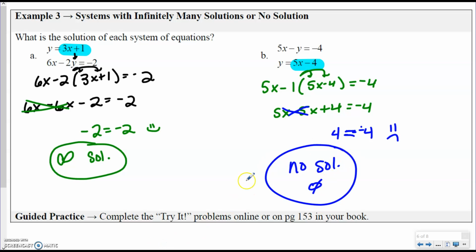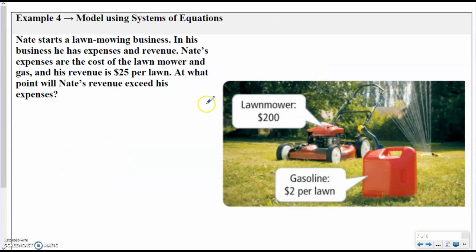Okay, try these. Do the try it problems online or on page 153 in your book online, and enter those into Edpuzzle or online so I can see your solutions.